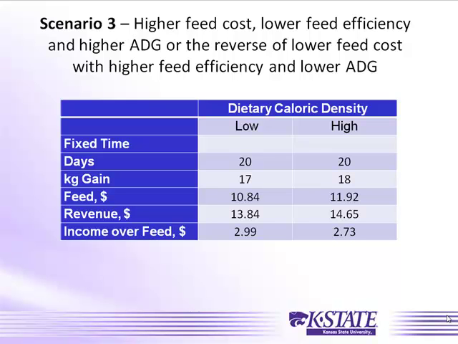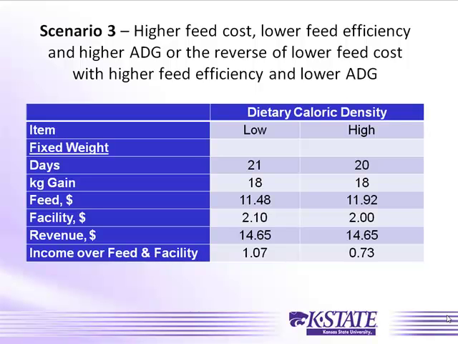We've got different systems that value gain differently. We've got different market prices that vary. And so in this case, again, we've got lower caloric density, lower feed efficiency, but we've actually got a better income over feed cost, or a better indicator of profitability.